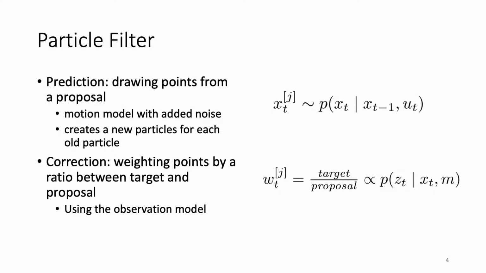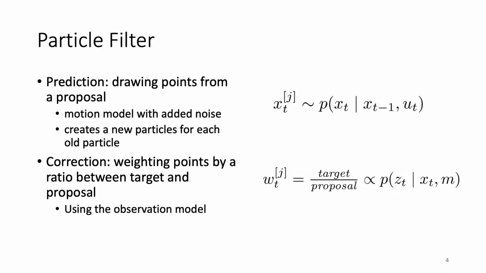In the prediction, we draw points from a given proposal. In the Monte Carlo localization, this would mean that we have a motion model that assumes the position of our robot after a given input and also adds some noise. This motion model is then used to create a new particle for every old particle we had before. This way our whole cloud of points moves roughly into the same direction, but some points will move, for example, 1 meter, the others a bit shorter, a bit more to the right, a bit more to the left, dependent on how we model our noise.